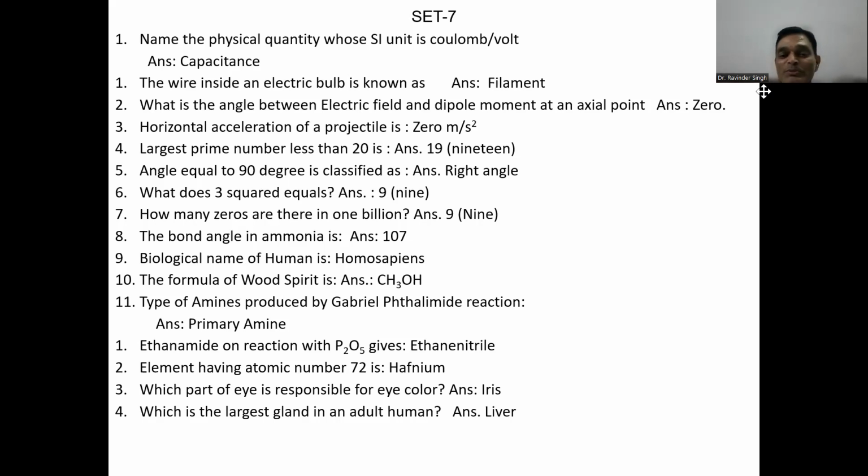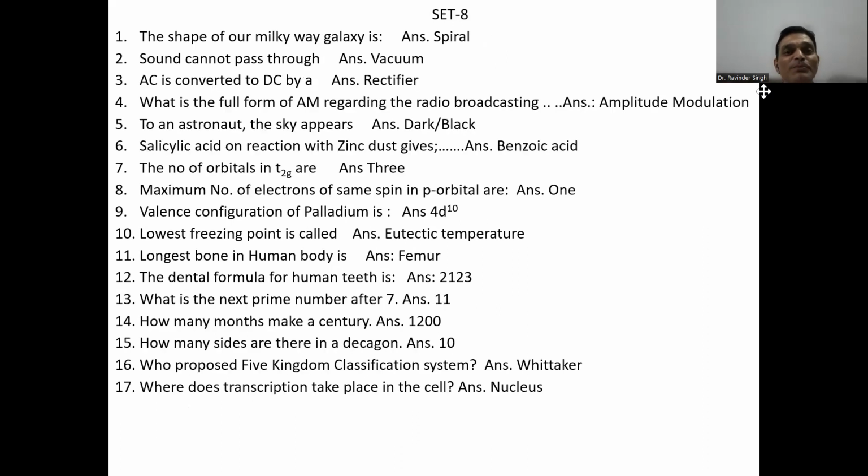Which part of the eye is responsible for eye color? That is the iris. Which is the largest gland in the adult human? Answer is the liver. That is the set number 7. Next, set number 8. The shape of our Milky Way galaxy is spiral.